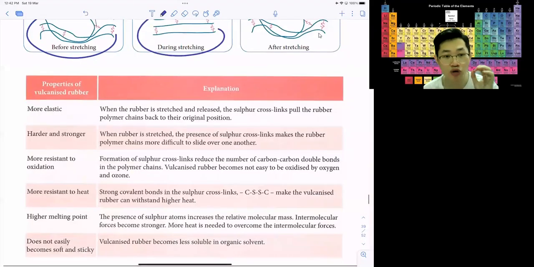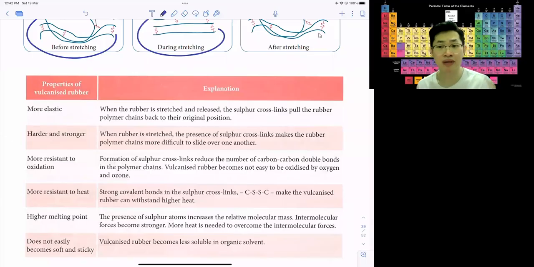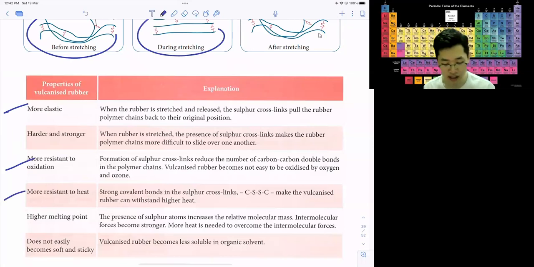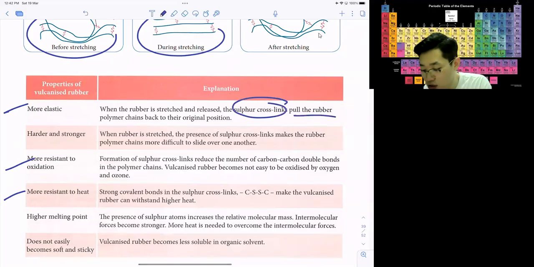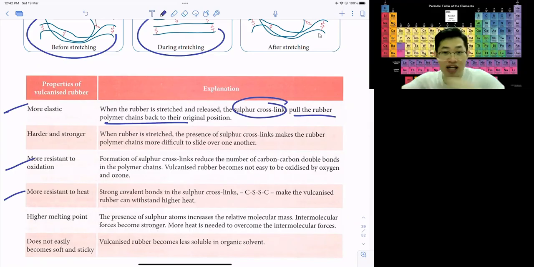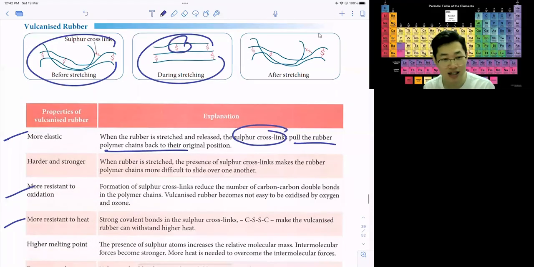And then they will want you to explain why a vulcanized rubber is more elastic. Why is it more resistant to corrosion? Why does it have more resistance to heat? These are the explanations that you have to know how to explain. So basically, why is it more elastic? Because the sulfur crosslink pulls the rubber polymer back to the original position. It's like a spring.